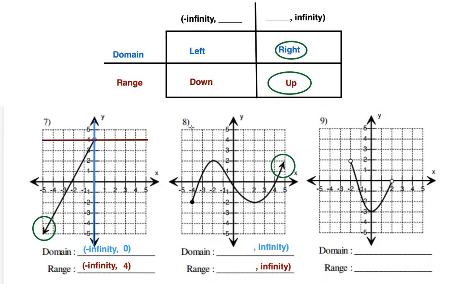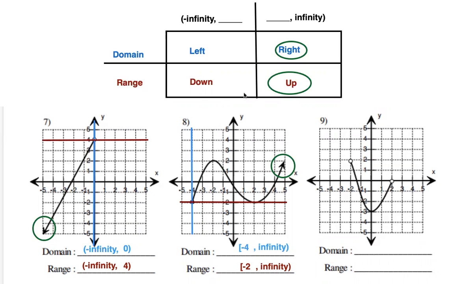The left side is at -4, closed circle, so a bracket. The downside, the lower side, is at -2, so also a bracket because no open circles. So we have -4 to infinity, -2 to infinity. Both the numbers are in brackets.